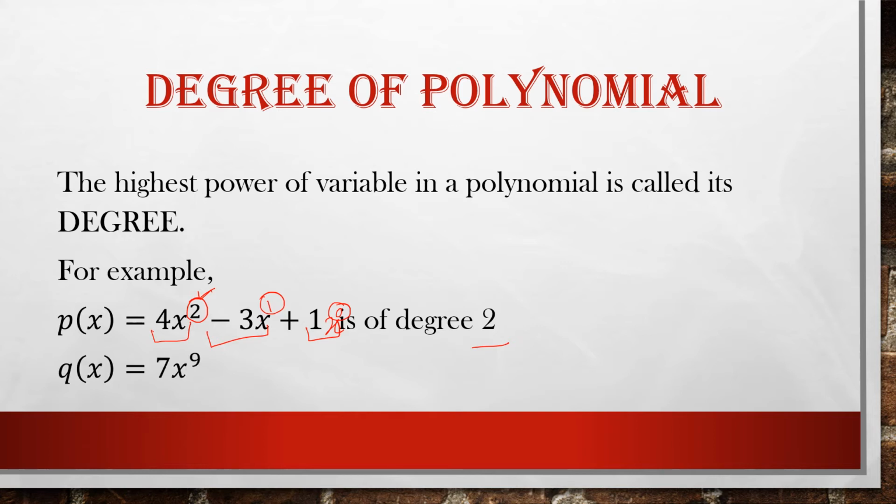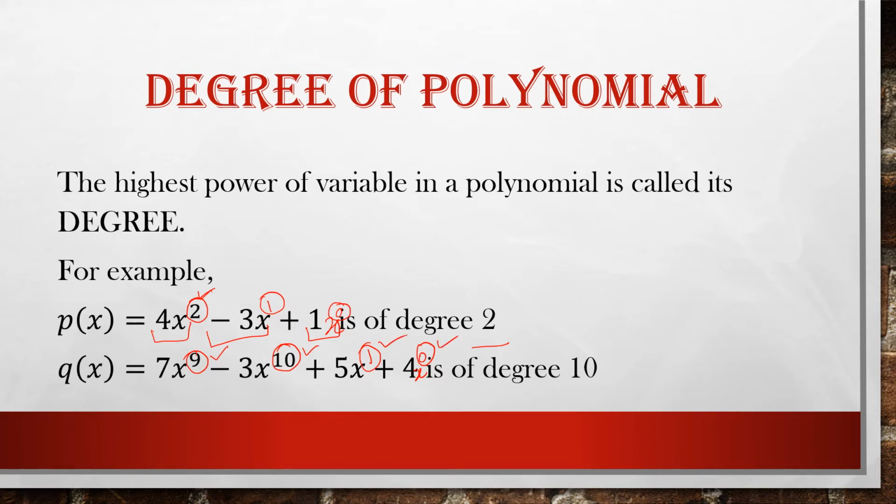Now the next example: q of x equal to 7x power 9 minus 3x power 10 plus 5x plus 4 is of degree 10. How is it 10? Let's see the exponent on the variable. Here it is 9, this is 10, this is 1, and there is no variable, which means it is 0. Now out of these exponents 9, 10, 1 and 0, which is the highest exponent? It is 10. So this polynomial q of x is of degree 10.